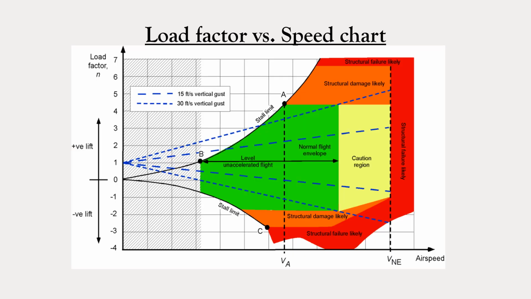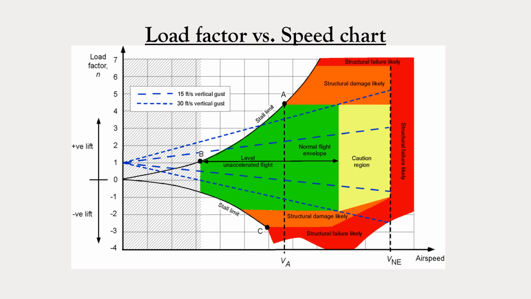Our next topic is how to interpret a load factor versus speed chart. As the name suggests, this chart has airspeed on one axis and load factor on the other axis. Load factors are sometimes referred to as G loads. When you're operating in straight and level flight, you're operating with a load factor of 1 or 1G. When you pull back on the yoke or the stick, then you're operating at a load factor higher than 1.